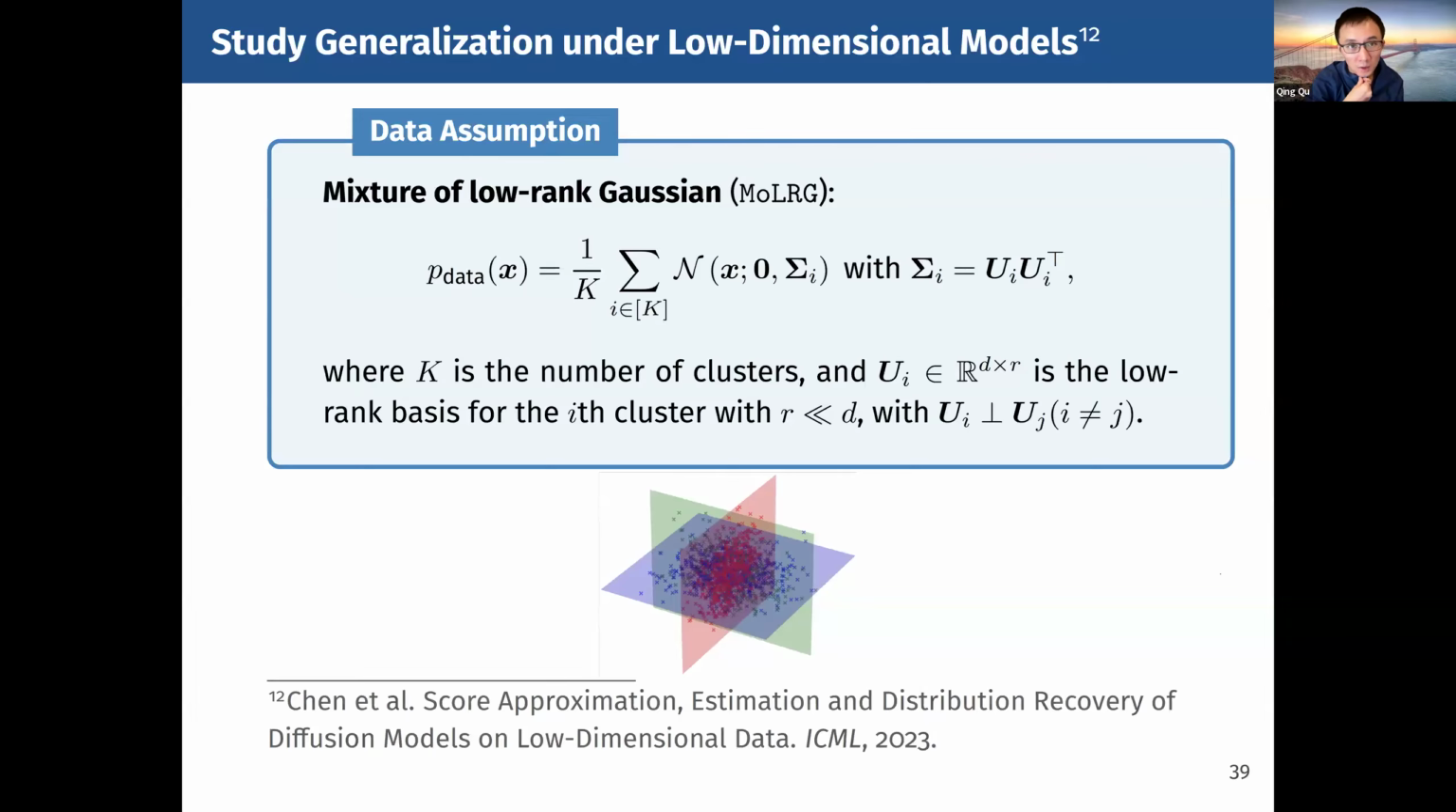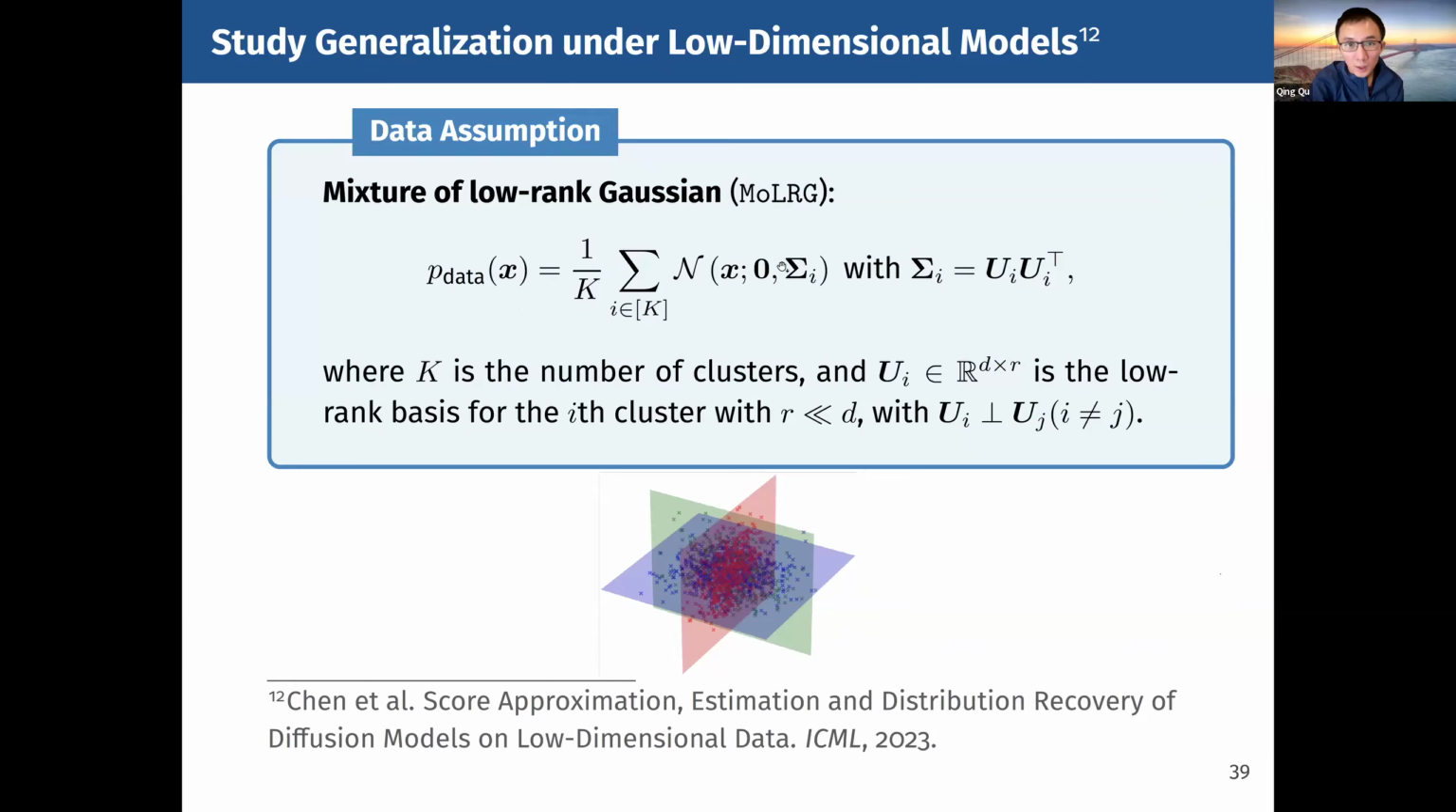So that's why let's consider a setting where we assume a ground truth, and we assume the ground truth to be a mixture of low-rank Gaussians. So let's assume our data follows a mixture of low-rank Gaussians, where each Gaussian is not a full-rank Gaussian, it's a degenerate Gaussian, right? So this U_i is basically characterizing a basis of a subspace, right?